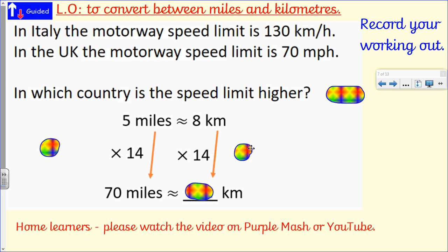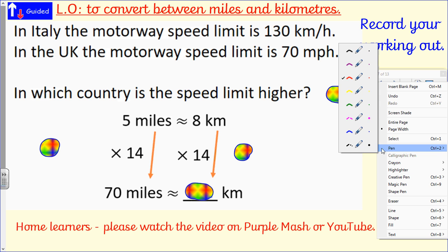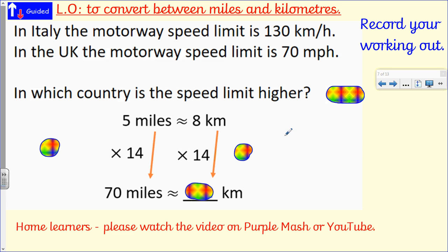In fact, it's like when we did algebra as well, isn't it? Do the same to both sides of the equation. So we're doing 8 times 14. Let's jot a little something down. You might have just done this in your head already. I'm just going to jot down what I'm doing for you. So I'm going to do 8 times 10 is 80. I'm going to do 8 times 4 is 32. I'm going to add those two things together for 112 kilometers per hour, approximately.